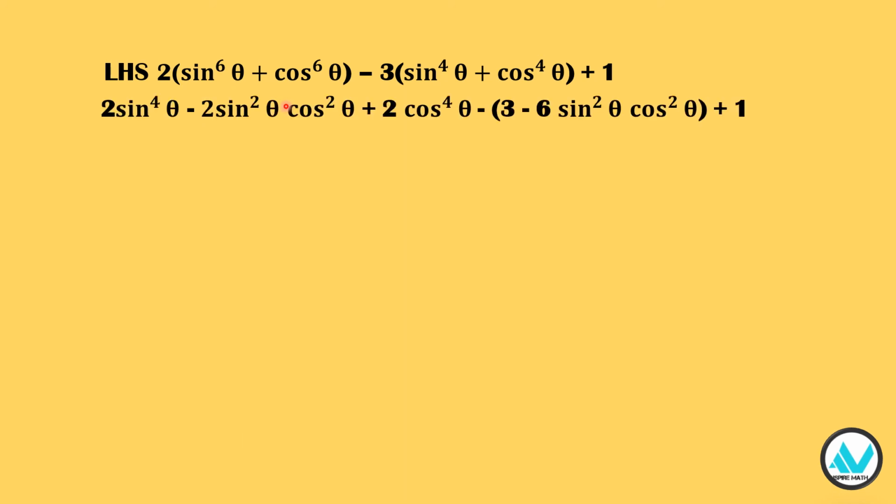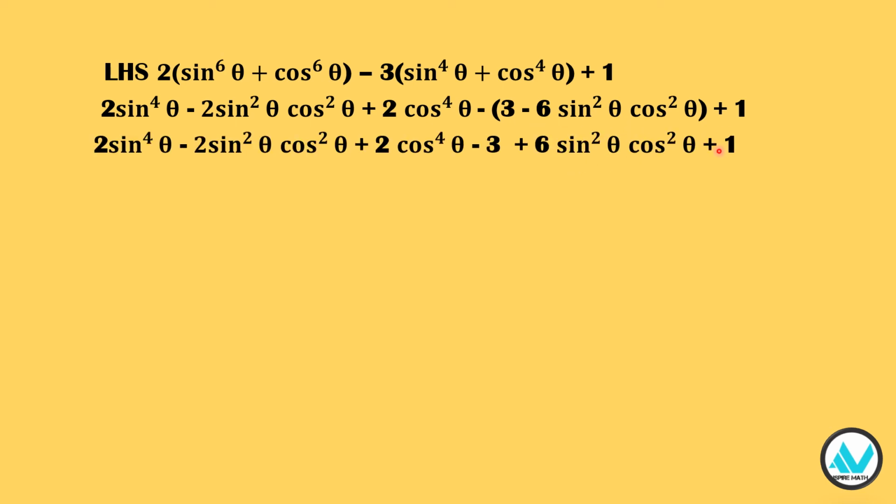Now, so long we have found out 2 (sin power 6 theta plus cos power 6 theta) is nothing but 2 sin power 4 theta minus 2 sin square theta cos square theta plus 2 cos power 4 theta. And for 3 (sin power 4 theta plus cos power 4 theta), we got 3 minus 6 sin square theta cos square theta, and this plus 1. My next step will be, I'm going to take the minus inside. So let me write all these things as it is. So I've written here, minus into plus gives me minus, so minus 3. Minus into minus gives me plus, so plus 6 sin square theta cos square theta plus 1.